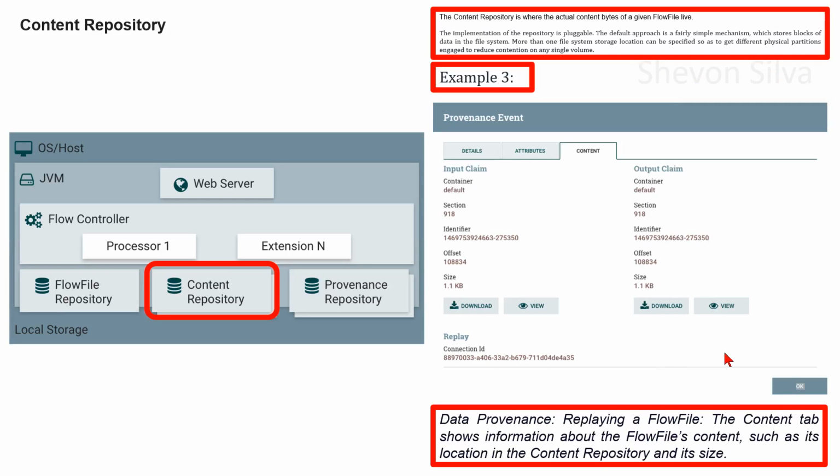Here we are considering replaying a flow file in data provenance. The content tab shows information about the flow file's content, such as its location in the content repository and its size.